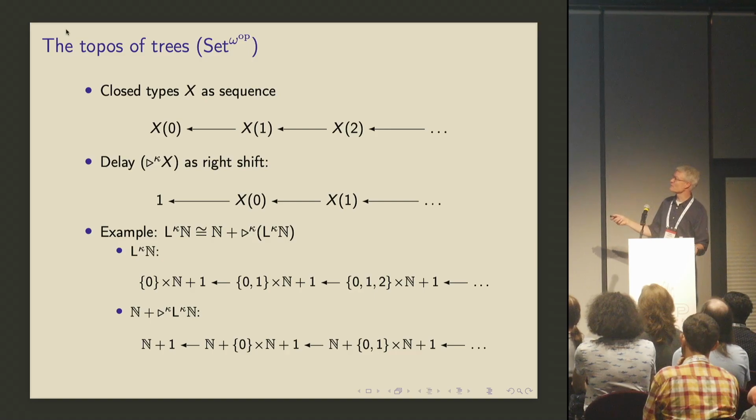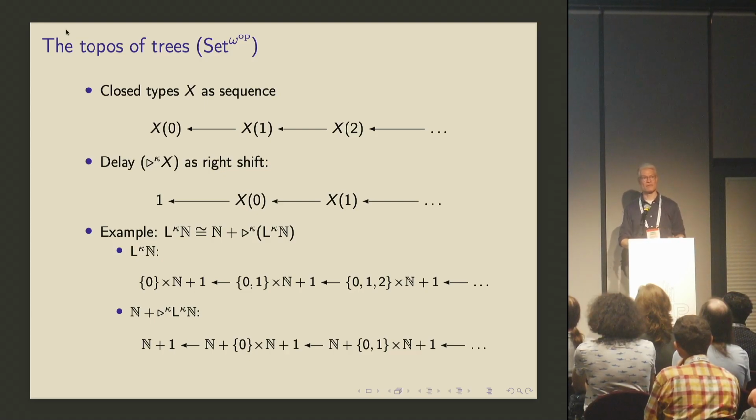And if you take this object here and apply later to it and then add the natural numbers, you get this thing down here, which is, I hope, obviously isomorphic to that thing up here. So it's an example of how we solve recursive domain equations in this model. Okay, this is the topos of trees. It doesn't account for the multiple clocks, but it gives the intuition.